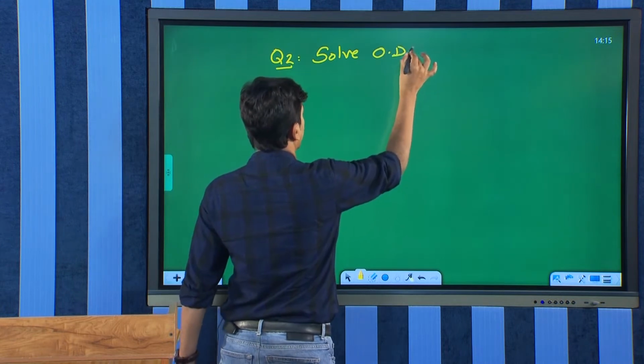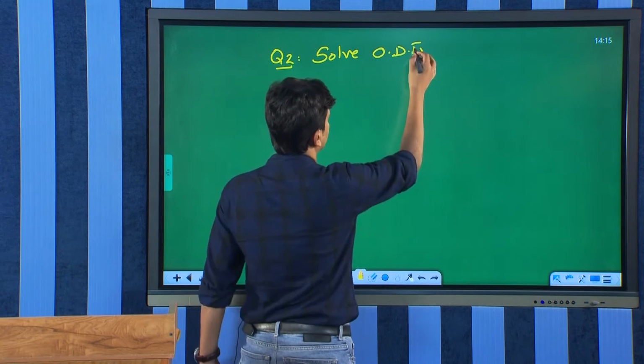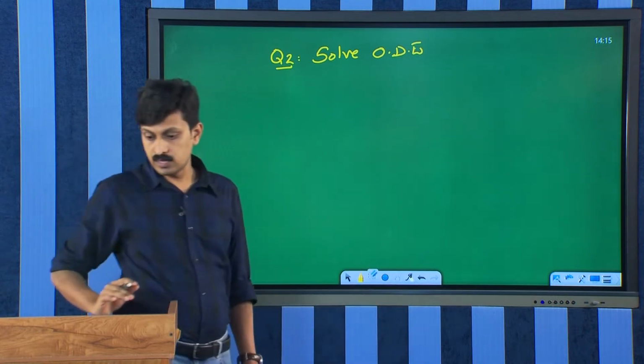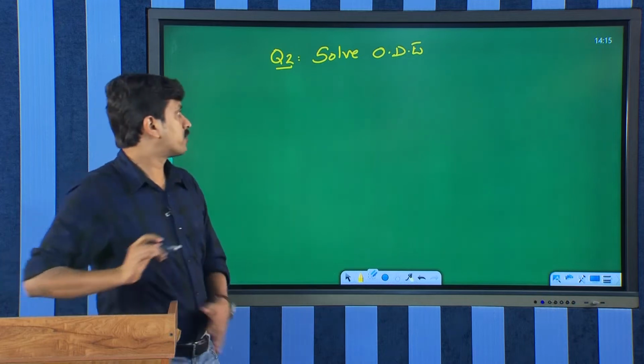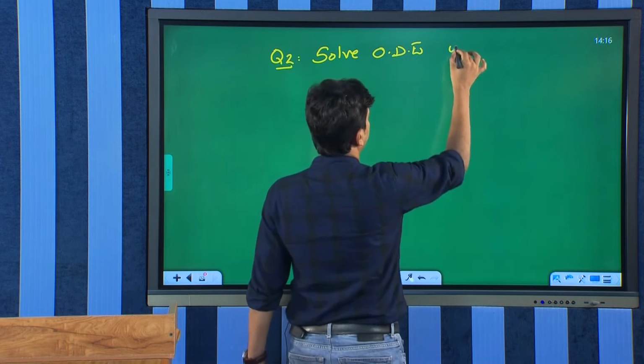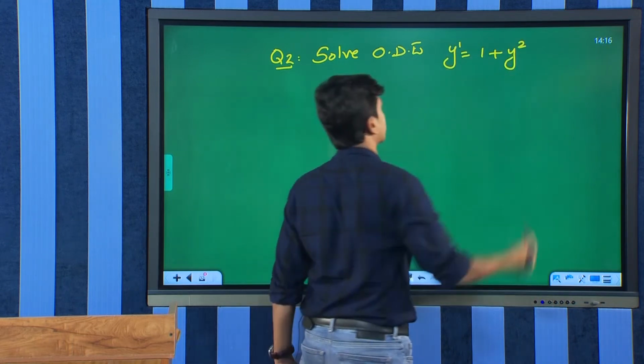Solve the ordinary differential equation. y dash is equal to 1 plus y square.